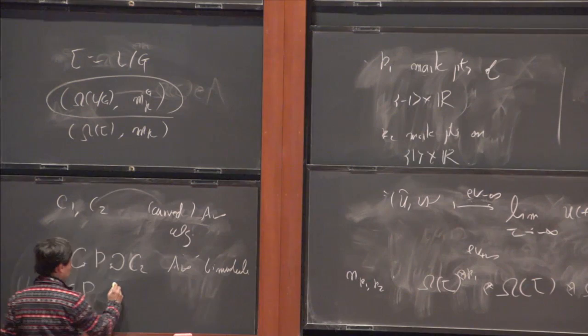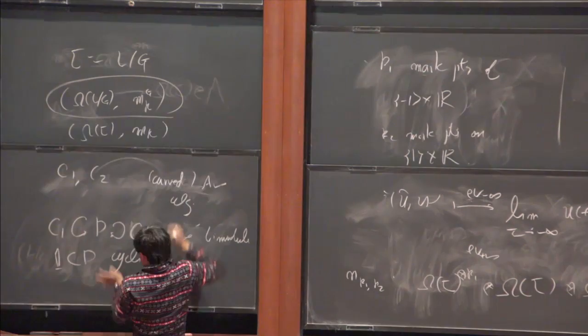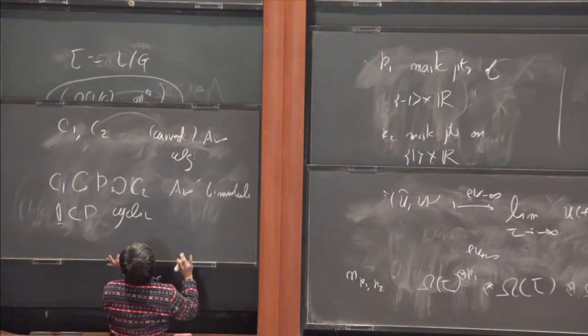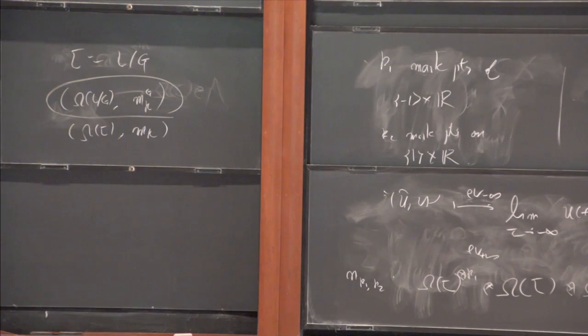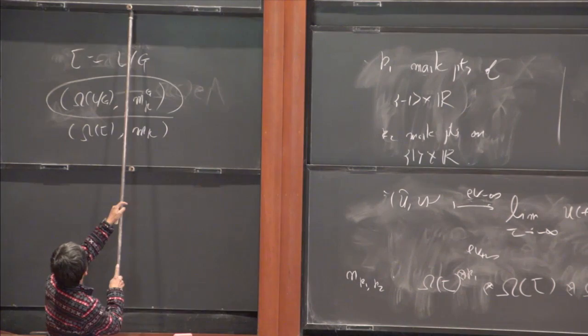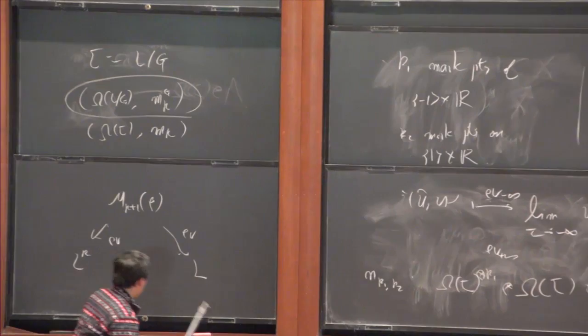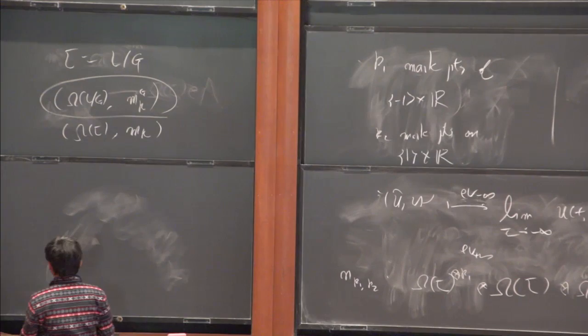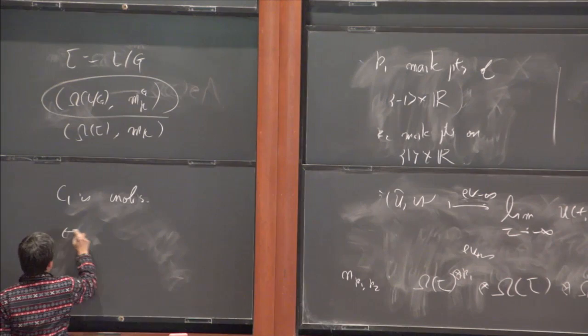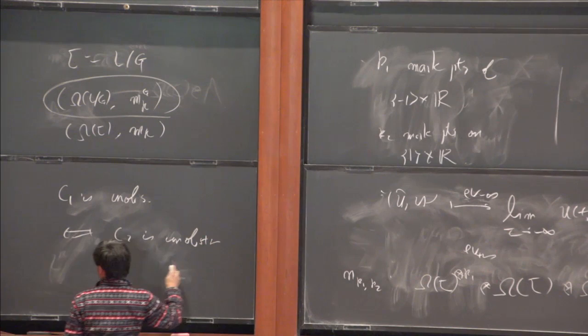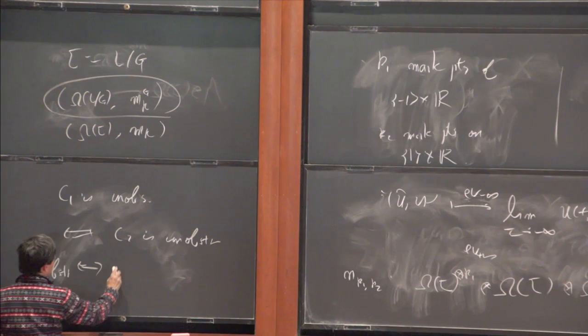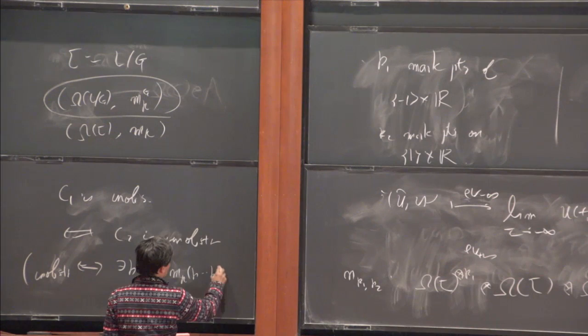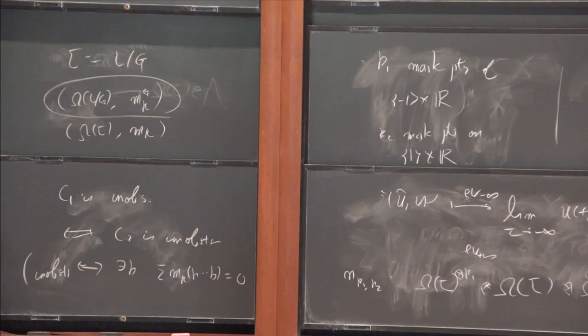Then C1 is unobstructed if and only if C2 is unobstructed. So let me remind you that unobstructed means that there exists some b, so that the sum is zero. So you have a solution of the Maurer-Cartan equation. And the main claim is a bit more: the Maurer-Cartan moduli of C1 and the Maurer-Cartan moduli of C2, up to gauge equivalence, are isomorphic in these settings.